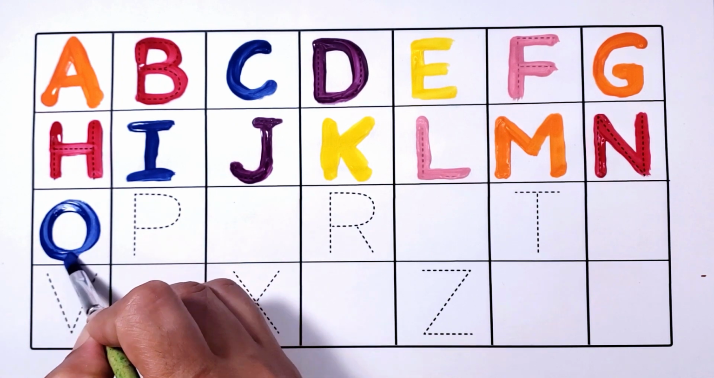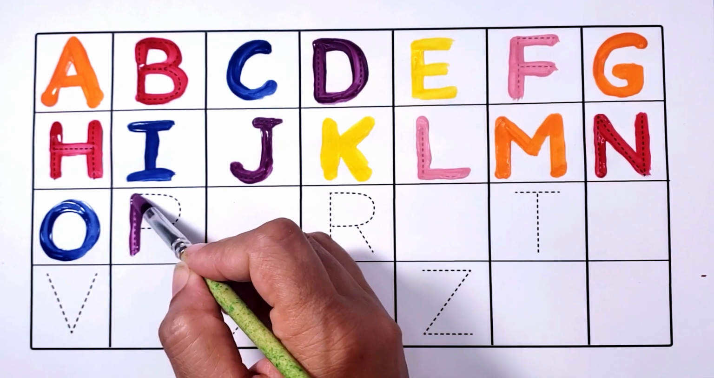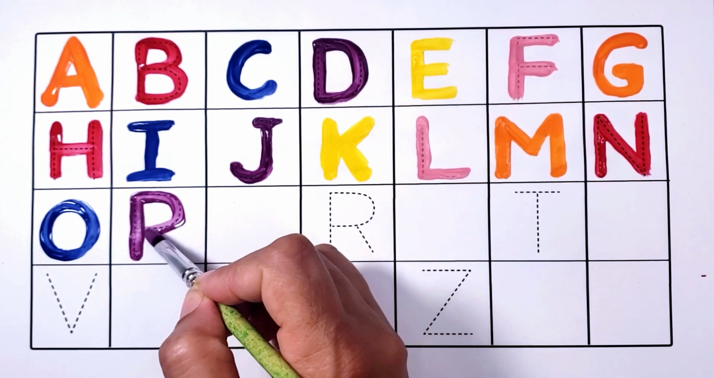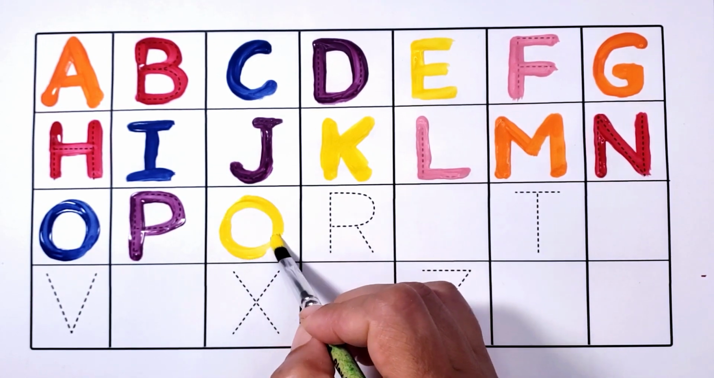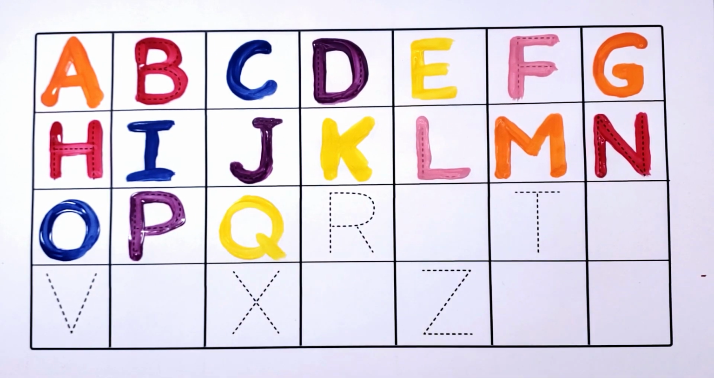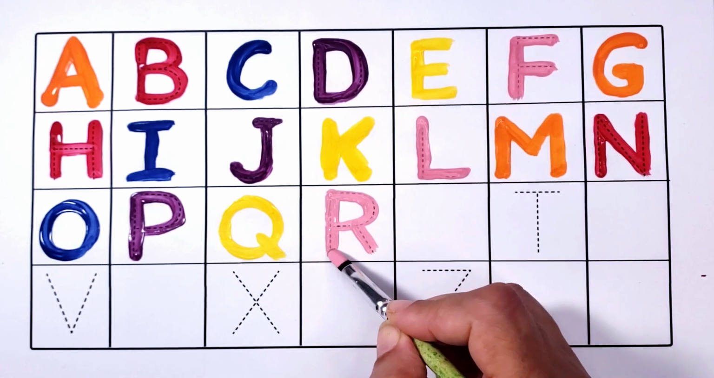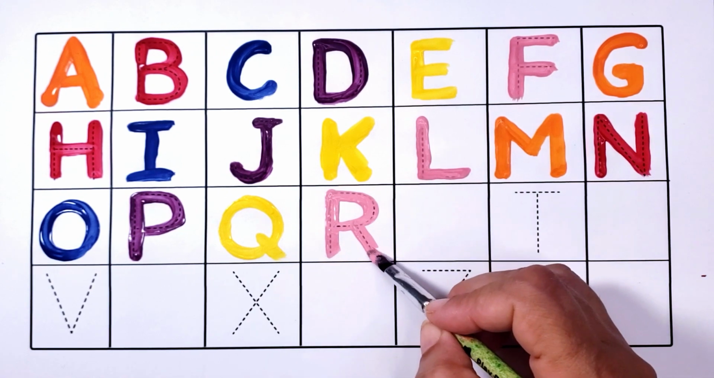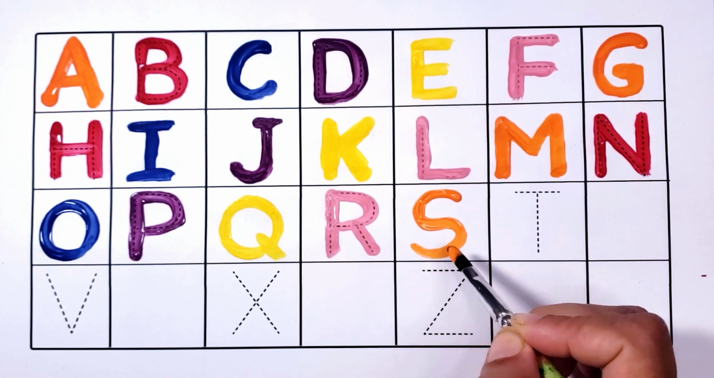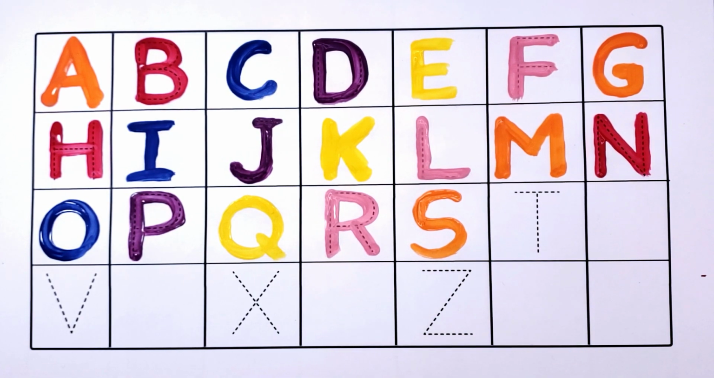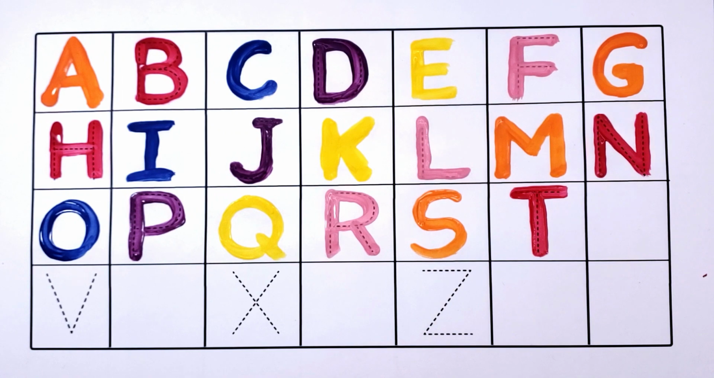Dark blue color. O. O for octopus. Purple color. P. P for pencil. Yellow color. Q. Q for quiet. Pink color. R. R for rainbow. Orange color. S. S for snowman. Red color. T. T for train.